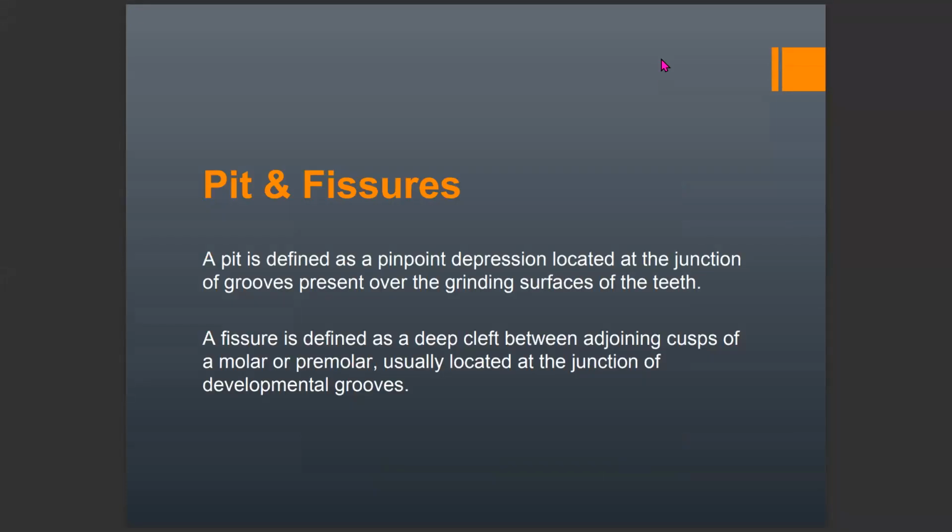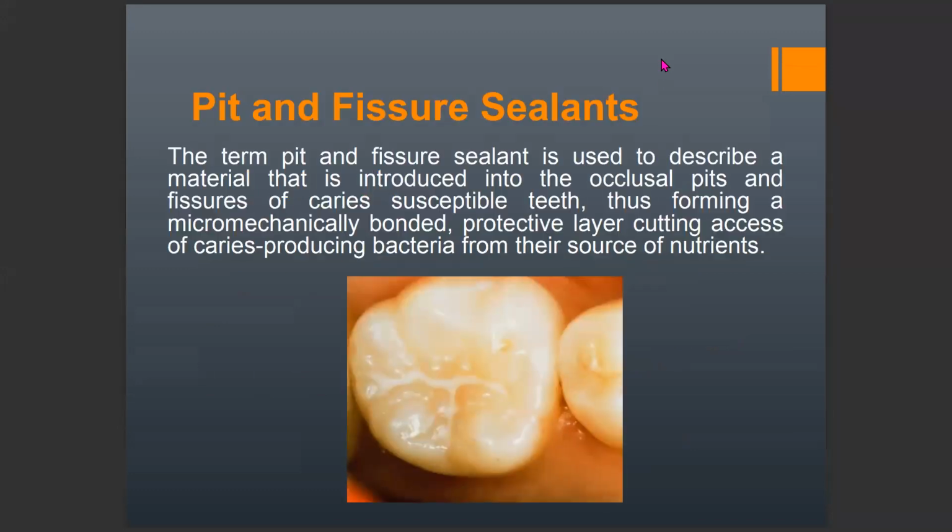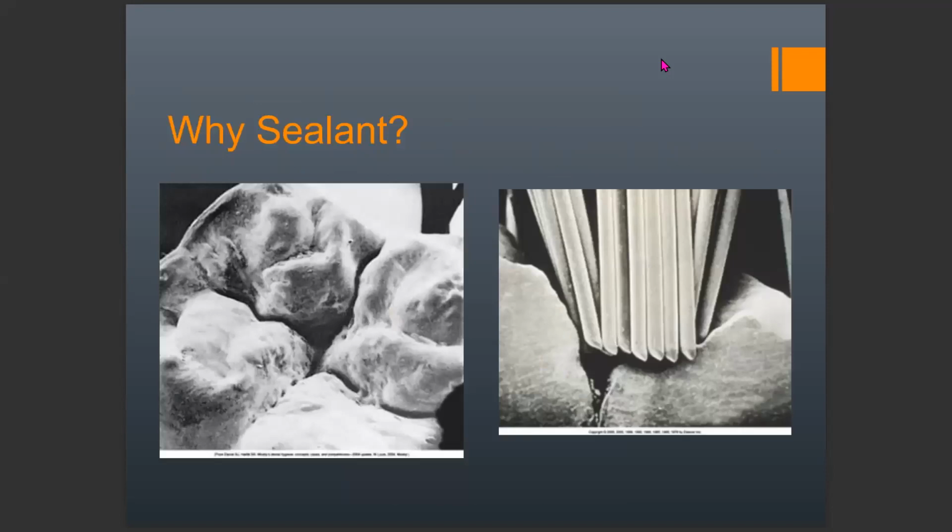A pit is defined as a pinpoint depression located at the junction of grooves present over the grinding surfaces of the teeth, and fissure is defined as a deep cleft between adjoining cusps of a molar or premolar, usually located at the junction of developmental grooves. Pit and fissure sealants are the term given to the sealant, which is used to describe a material that is introduced into the occlusal pits and fissures of caries susceptible teeth, thus forming a micromechanical bonded protective layer, cutting excess of caries producing bacteria from their source of nutrients.